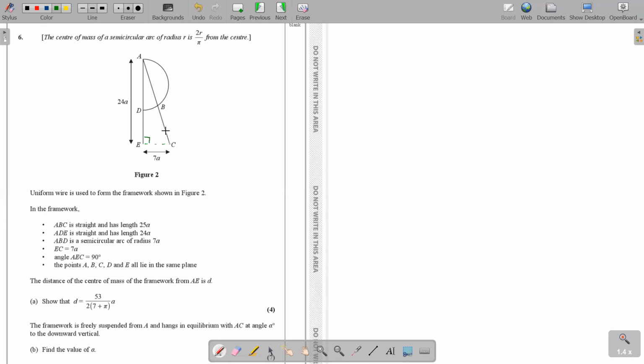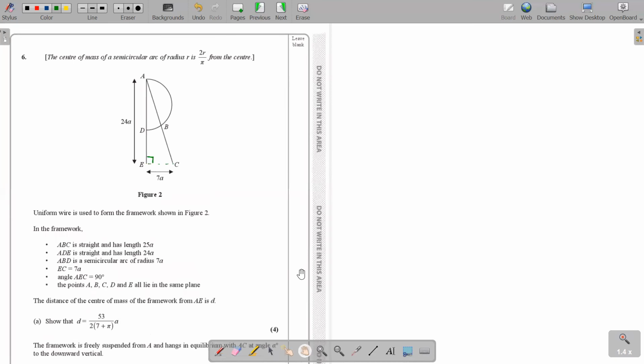So this is a 90 degree angle here. And then the points A, B, C, D, and E all lie in the same plane. The distance of the center of mass of the framework from AE, from this line, is D. Show that. You have to show that D is equal to this.